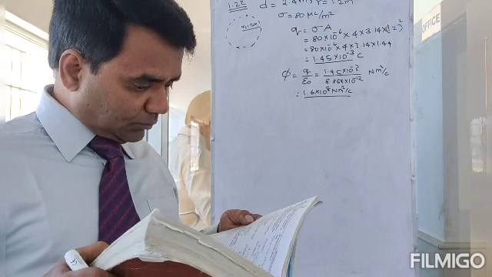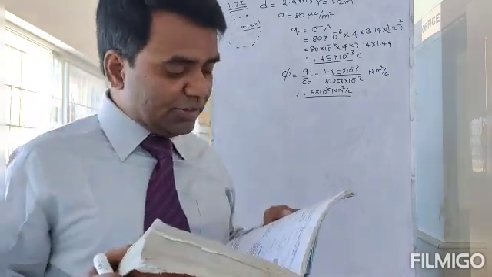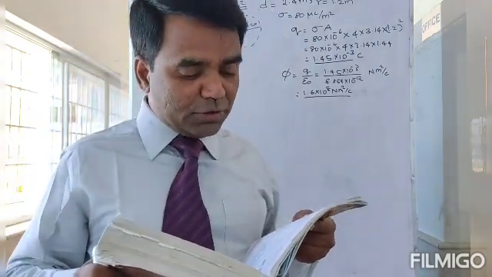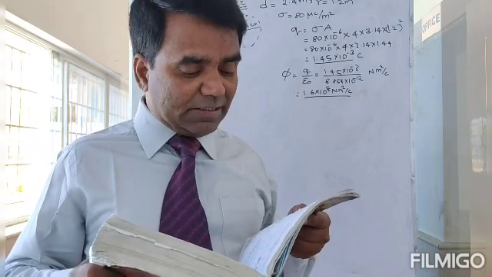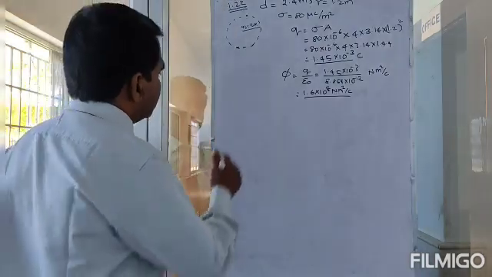Okay. So 1.23. An infinite line charge produces a field of 9 into 10 power 4 Newton per coulomb at a distance of 2 centimeter. Then calculate the linear charge density. So 1.23.